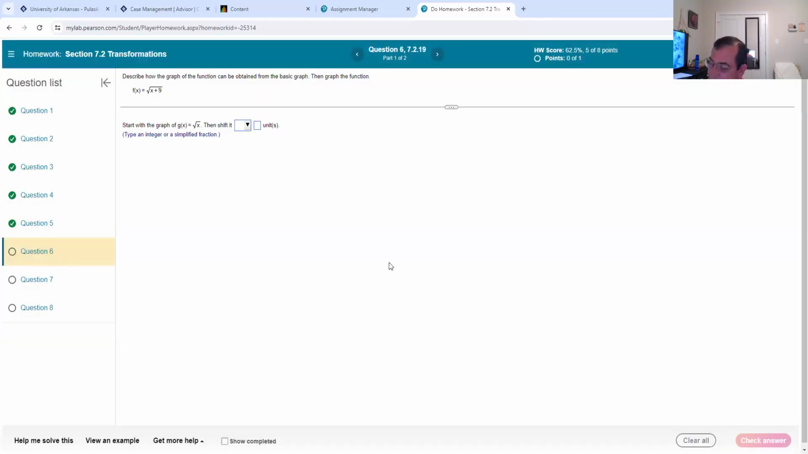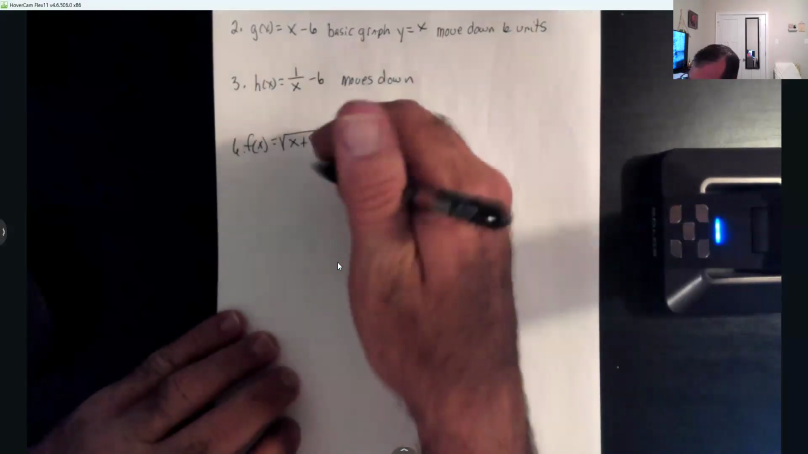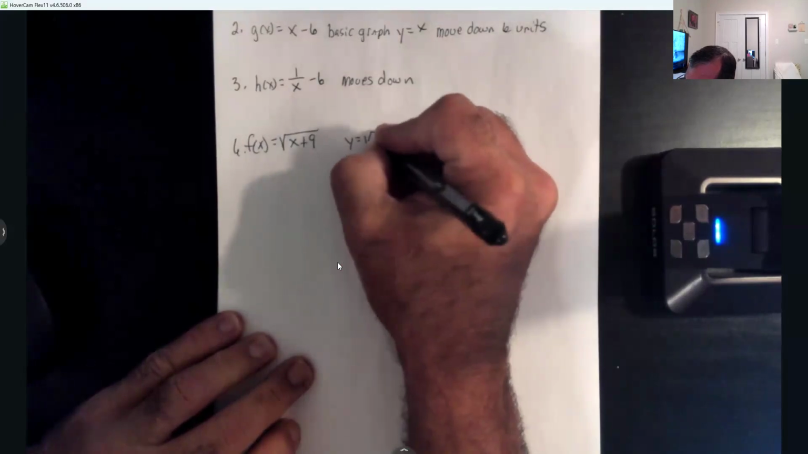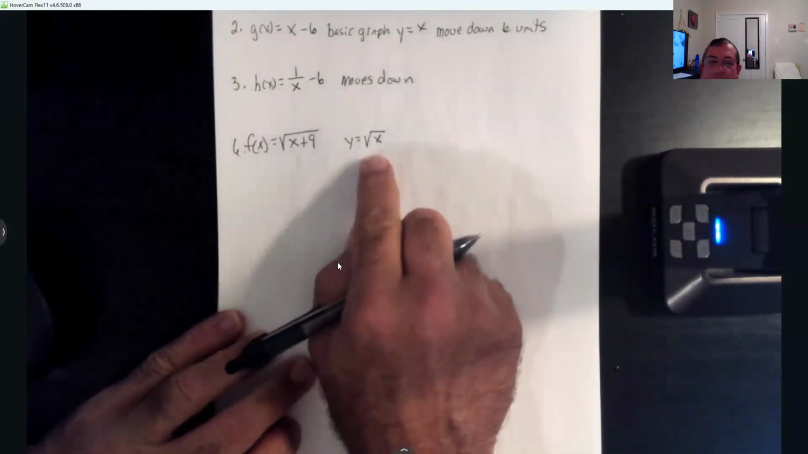So y'all, let me write this one down. This is a good one here. This number 6. F of x equals the square root of x plus 9. All right, so I'm going to share my paper with you real quick. So the first thing, the basic graph is going to be y equals the square root of x.